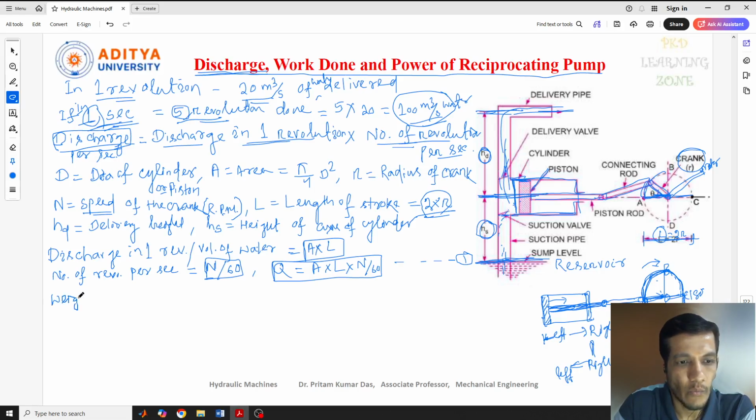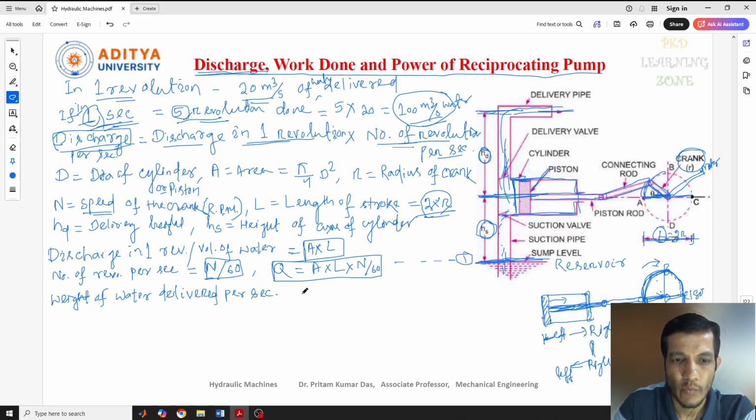The weight of water, the weight of water delivered. Okay, let's find out how you can calculate this. The weight of water that can be delivered per second. Again, here also let me consider per second.